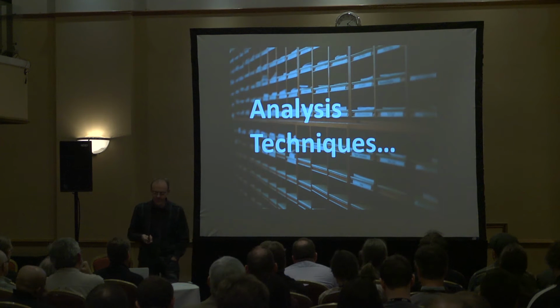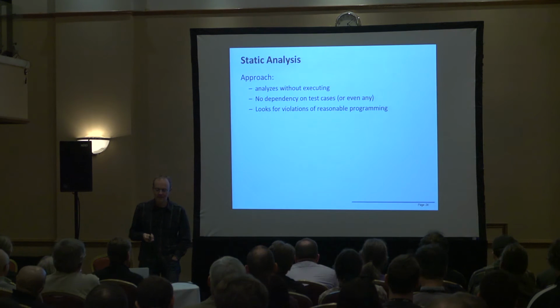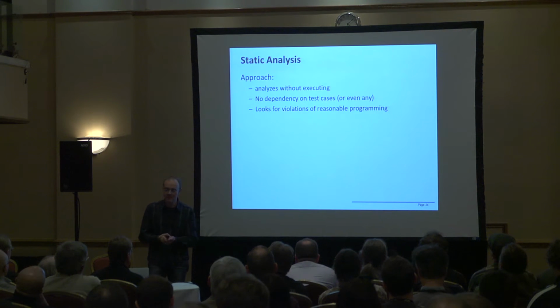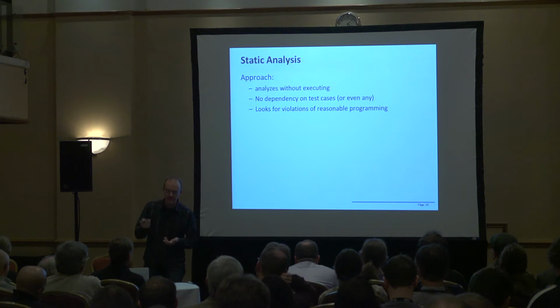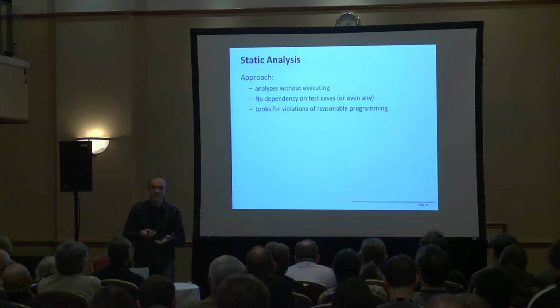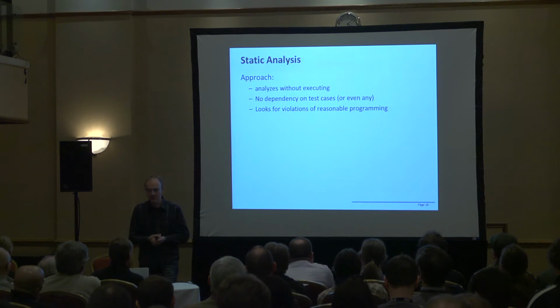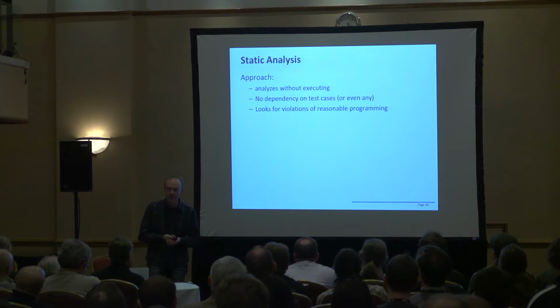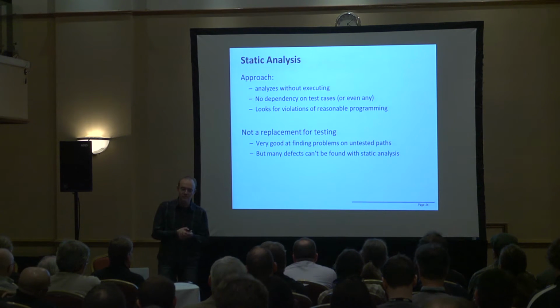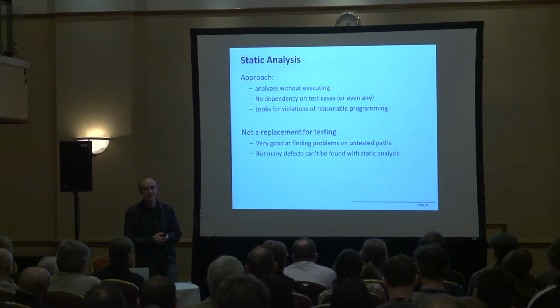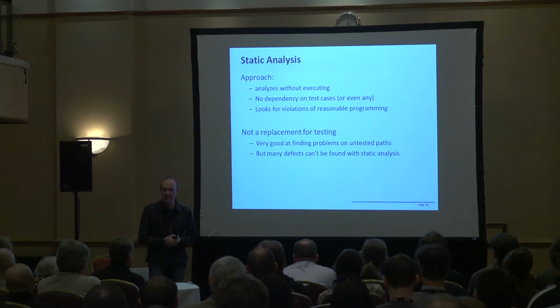Okay, so let's discuss some analysis techniques. We have one approach, which is static analysis. We analyze our program without executing it. Just the compiler goes through it and we try to find bugs. That has the advantage that we don't have to execute it, and we have no dependency on test cases or even any test case. There are still people who don't do test-driven development. And static analysis looks for violations of reasonable programming rules. So it's not a replacement for testing, but on the other hand, it's very good for finding problems on untested paths. But it has to be complemented with dynamic analysis because many defects cannot be found with static analysis.